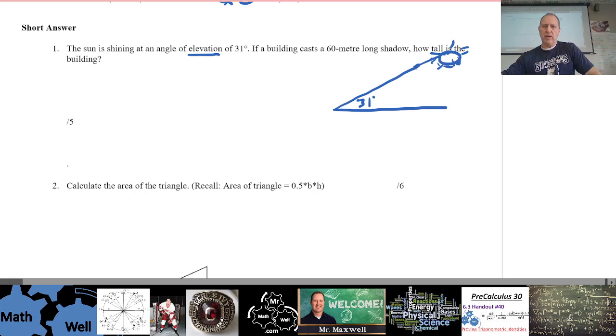If the building casts a 60-meter long shadow, how tall is the building? So here's the building that's casting a shadow, you see? So there's the building, and the shadow is 60. So here to here is 60.